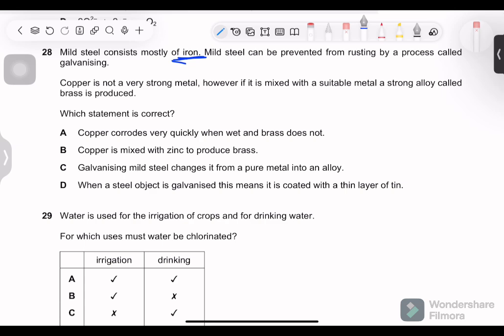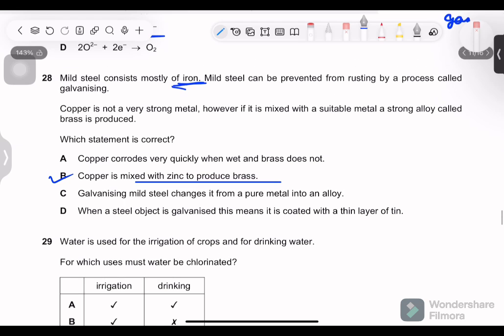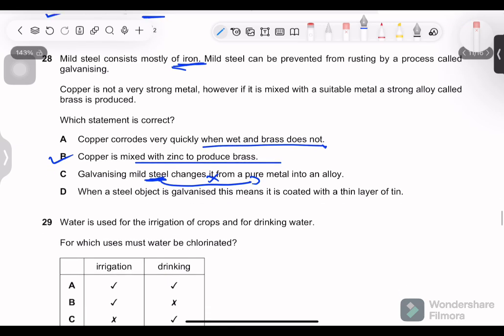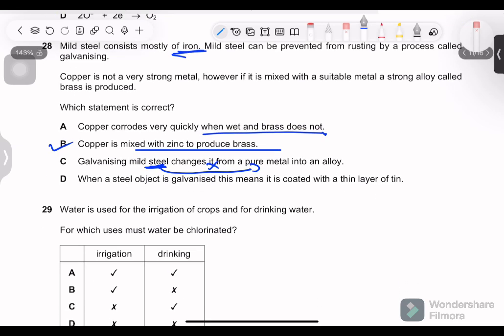Okay, so this is a fact. Copper is mixed with zinc to produce brass. You should be knowing alloy composition in your syllabus. So brass is composed of zinc and copper. And this is not true. Copper does not corrode very quickly, and galvanizing steel does not change it from a pure metal into an alloy. Steel is already not a pure metal. It is already an alloy. When a steel object is galvanized, this means it is coated with a thin layer of zinc.